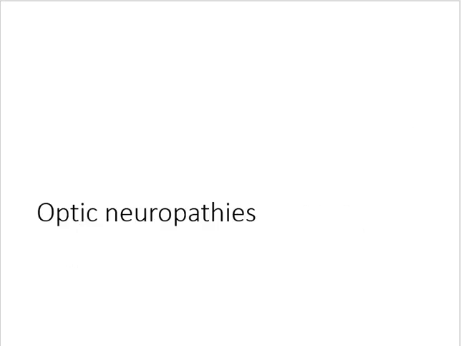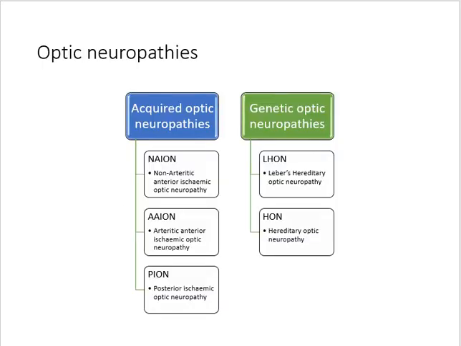Okay, let's now have a look at optic neuropathies. We can divide up optic neuropathies into two sorts, acquired or genetic. And under acquired optic neuropathies, we have non-arteritic anterior ischemic neuropathy, arteritic anterior ischemic neuropathy, posterior ischemic optic neuropathy, and then Leber's and hereditary optic neuropathy fall under the genetic neuropathies. I'll go through each of these in order.